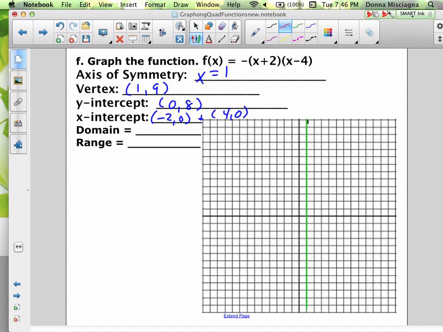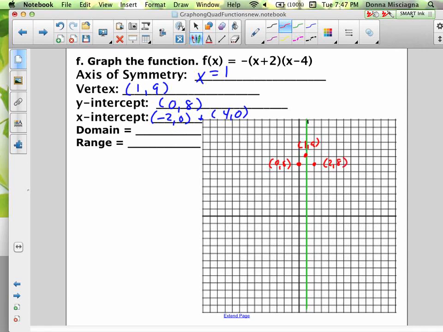So 1, 9. And so next time, let's graph some graphs that aren't all concave down. 0, 8 is right here. And so let's write that down. 1, 9, 0, 8. So here's our bonus point, right? So there has to be a point over here on the other side. And so that would be 2, 8.